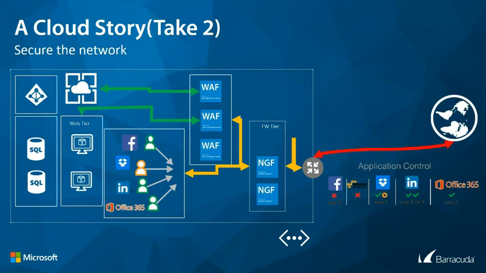So in this example here, we've got 4 users. They're accessing Facebook, Dropbox, LinkedIn, and Office 365. We can use the application control then to say, actually, Facebook, that's not a permitted service. Dropbox, some people can use it, but not everybody. LinkedIn's fine, we trust LinkedIn. And Office 365 is also fine because everybody needs to use Office 365 for their working day.